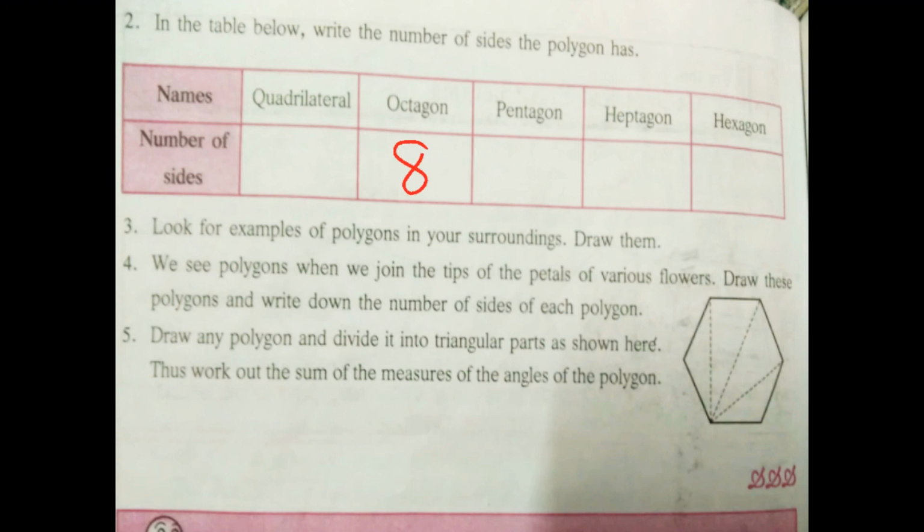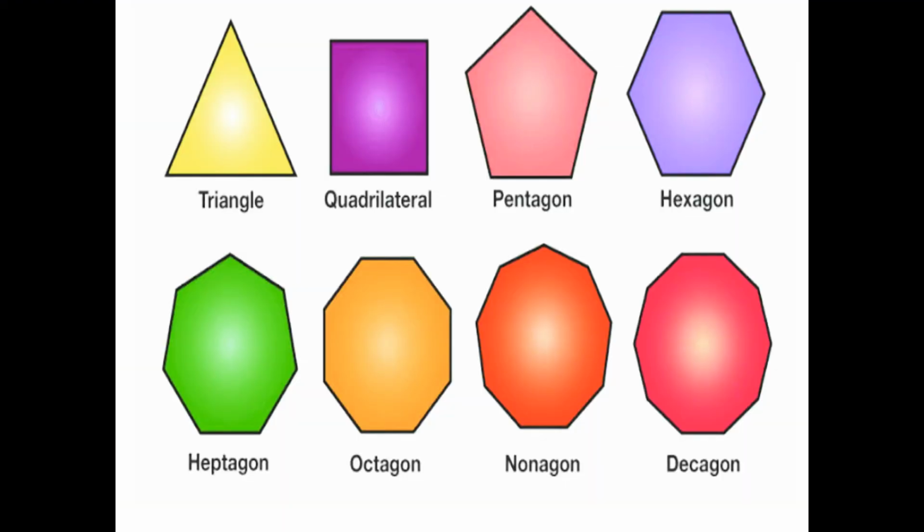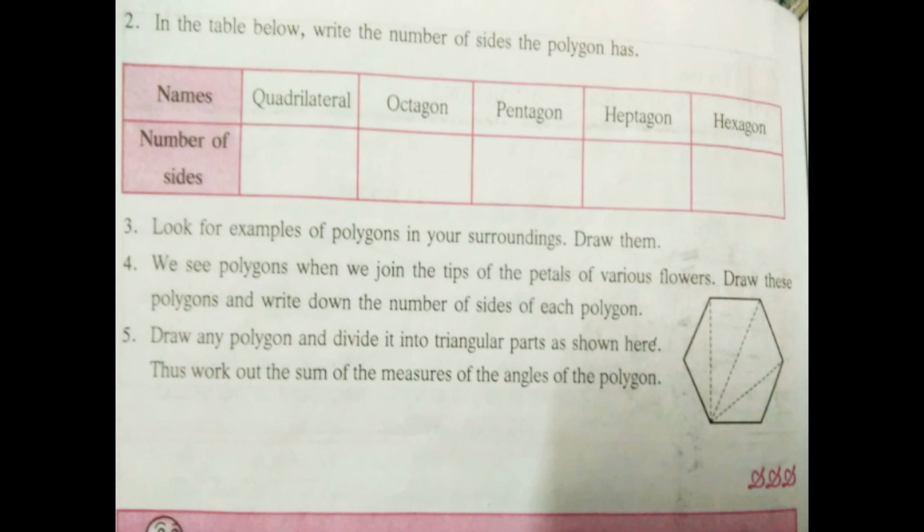Next one is pentagon. Where is pentagon? Here. How many sides are there? Count. 1, 2, 3, 4, 5. Pentagon has 5 sides.